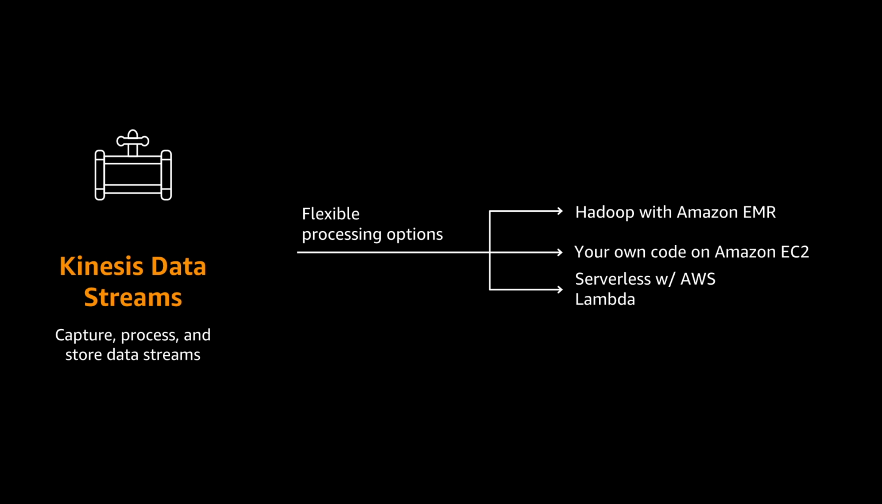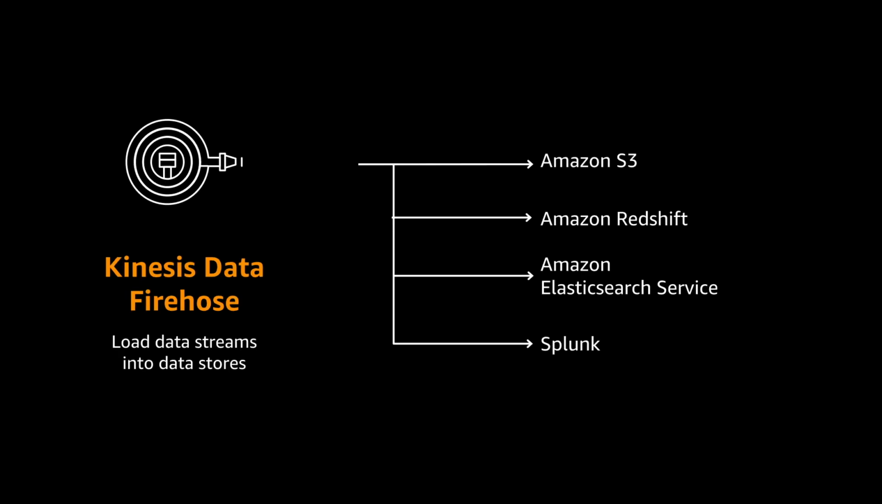The data collected is available in milliseconds to enable real-time analytics use cases such as real-time dashboards, real-time anomaly detection, and others. On the other hand, we have Kinesis Data Firehose, that is the easiest way to reliably load streaming data into data lakes, data stores, and other analytics tools. You can capture, transform, and load streaming data into Amazon S3, Redshift, Elasticsearch, and Splunk. And that enables real-time analytics with existing business intelligence tools and dashboards that you are using already.